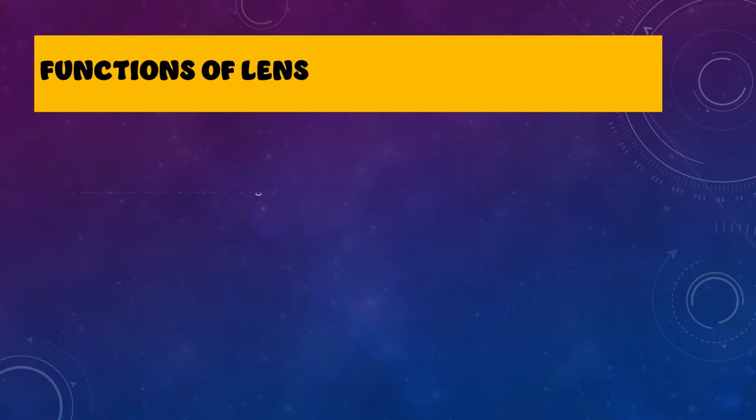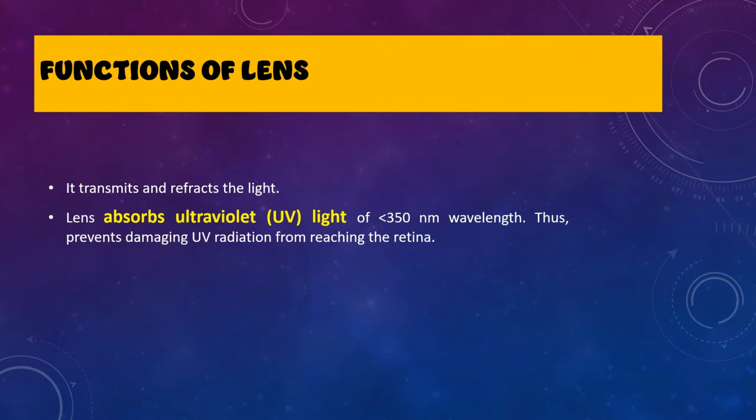So what are the functions of the lens? Lens basically helps in transmitting and refracting the light. It also absorbs the ultraviolet light, which is of less than 350 nanometers wavelength. So in a way, our lens is basically protecting us from the damaging effect of the UV radiation, and it prevents those UV radiation from reaching the retina.